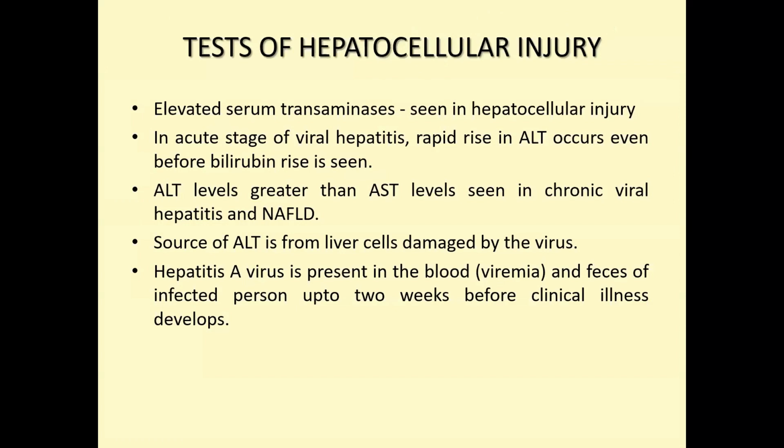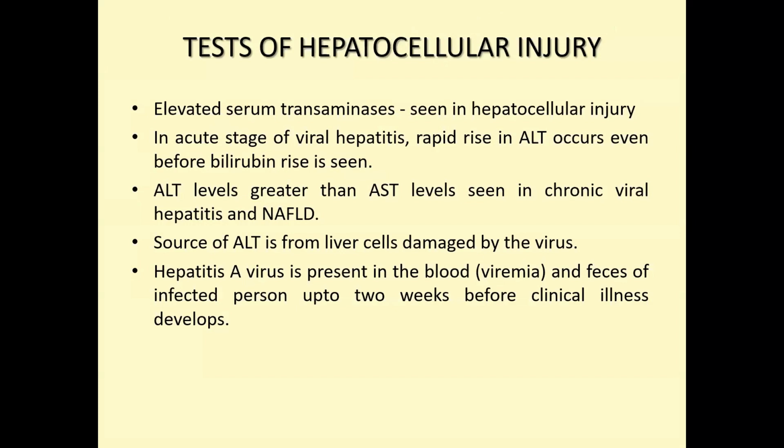Coming to what are the tests? So you have these four enzymes. Basically, when you say hepatobiliary disease, the liver enzymes, we'll talk about bilirubin later on. When you talk about hepatocellular injury, which among these enzymes denote injury to the liver cells? Elevated serum transaminases are seen in hepatocellular injury. So there is injury to the cells caused by viral agents.